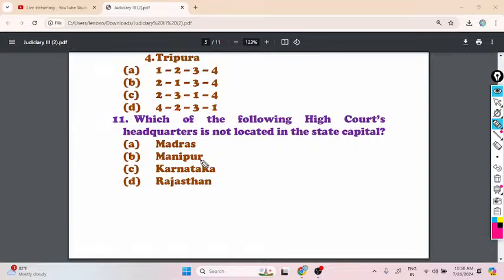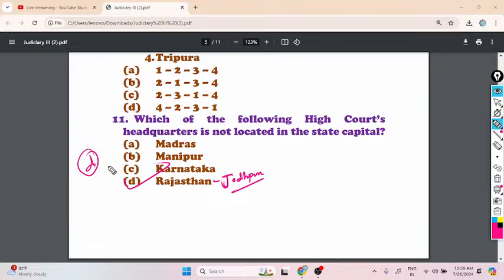Manipur is in Imphal, the state capital, and Karnataka in Bengaluru, the state capital. Rajasthan in Jodhpur, so that is not the state capital of Rajasthan. The Rajasthan High Court headquarters is located in Jodhpur. Although it has a bench in Jaipur, its headquarters is in Jodhpur. So Rajasthan is the answer, D. All the other 3 high courts have their headquarters in the state capital, as I have told you.